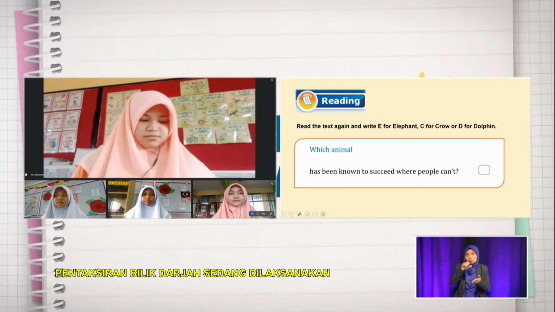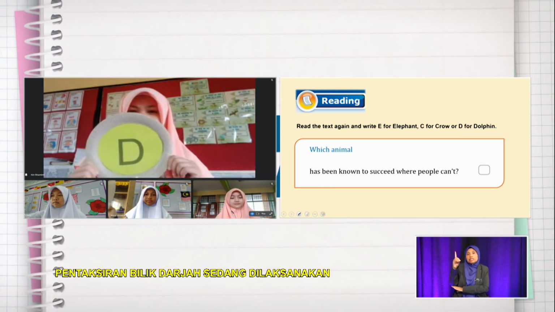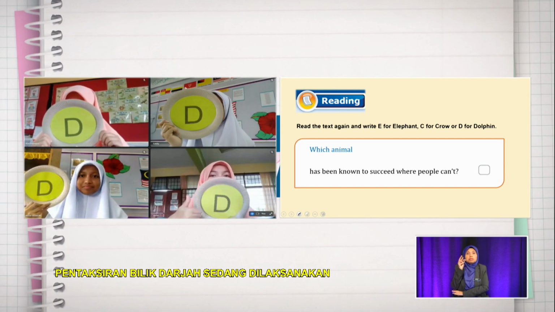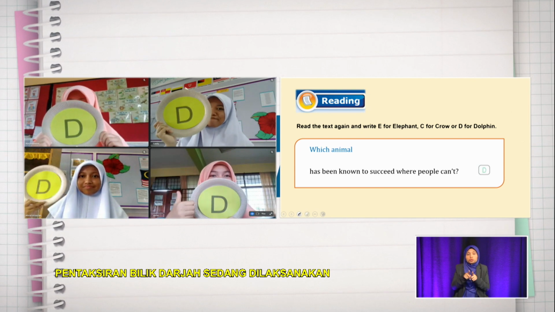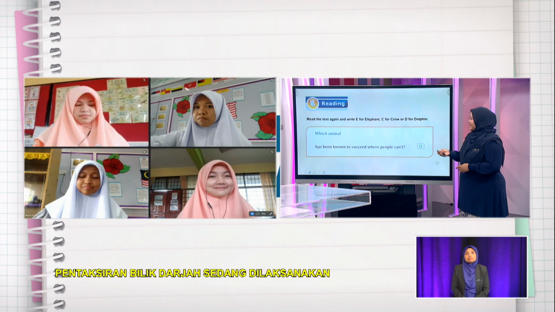Which text is it? Okay, so B, C or D? Everyone show your answers to the camera. So it's related to dolphin. What about the rest of you? Do you agree with Shamimi? Okay, all agree. So let's check your answer. All right, it's D. Good job, well done, everyone. Okay, let's move on to the next question.